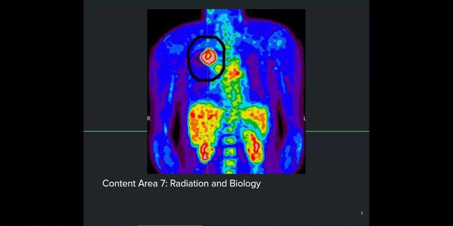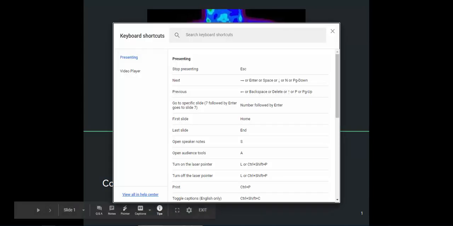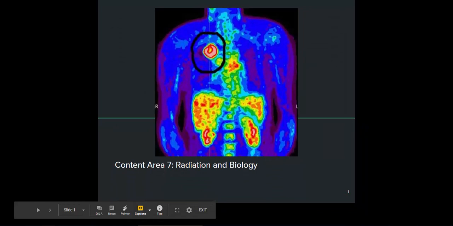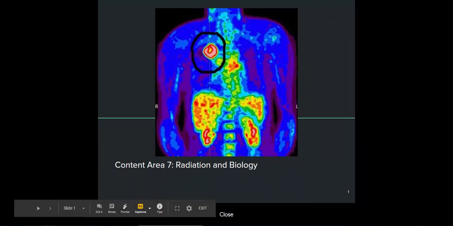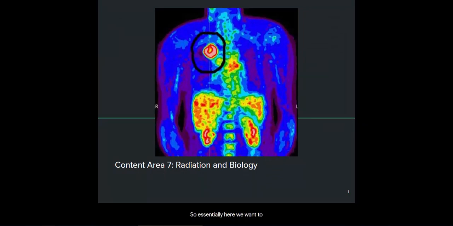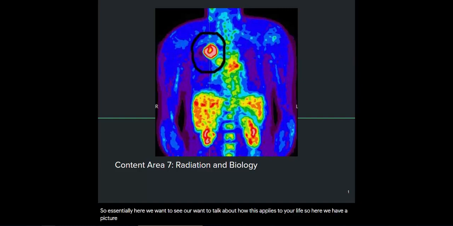this is the end of stuff we're learning here about modern physics. So essentially, here, we want to talk about how this stuff applies to your life. So here we have a picture. What do you think this is a picture of? Some cancer. Tumor.